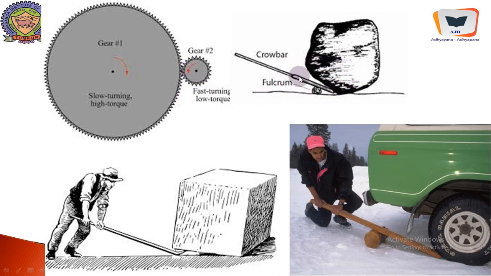And here again there is a lifting of a big boulder with the help of wedge action. Here the person is lifting, and here the entire car is being lifted with the help of the wedge action that comes into play at this particular interface. And this is the fulcrum, and this is the crowbar.